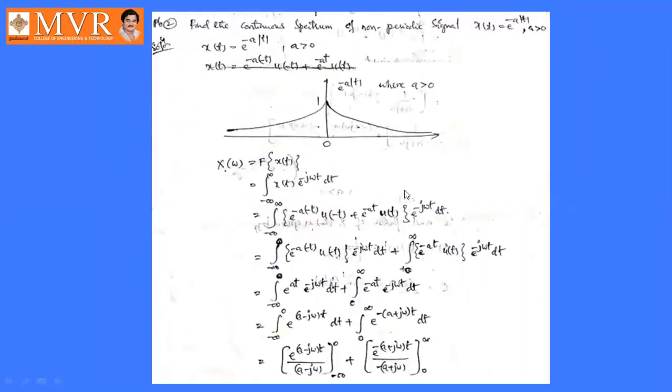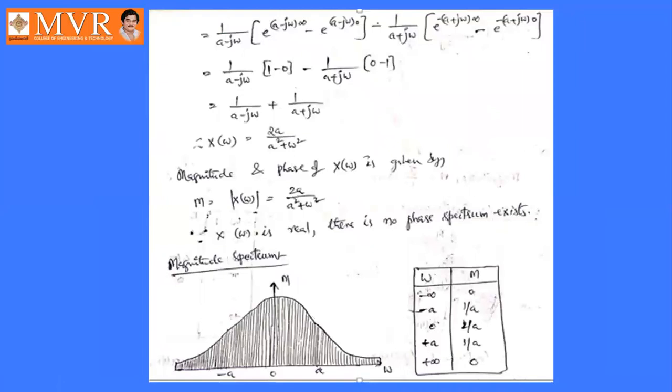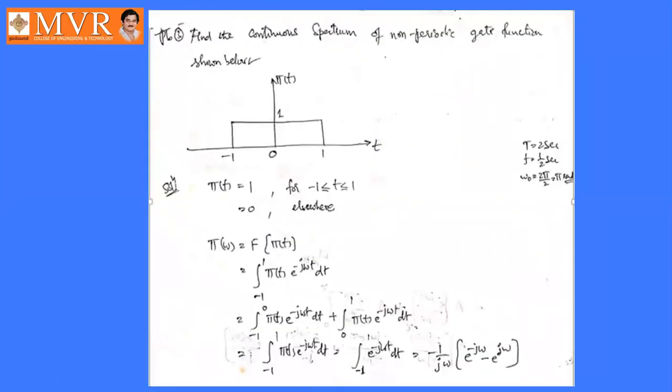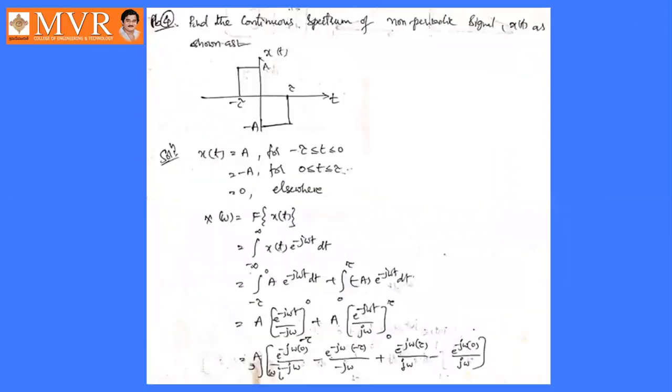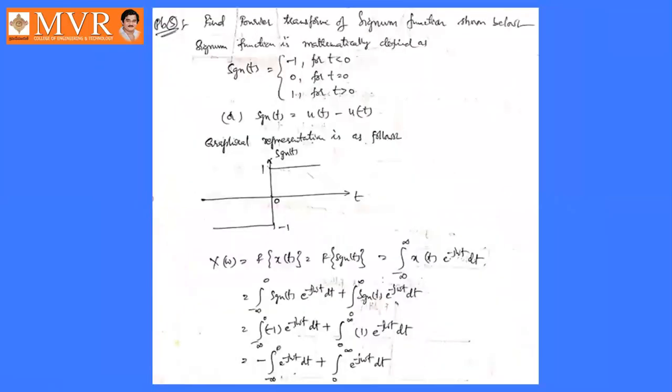We have done so many problems here. First of all, we have to write the equation from the given diagram. Okay, after that, we will substitute into that formula. Right, like this, we draw the magnitude and phase spectrums. For this also we have a magnitude spectrum.